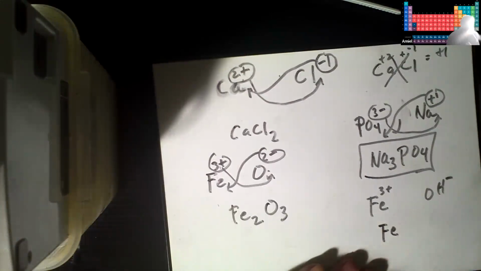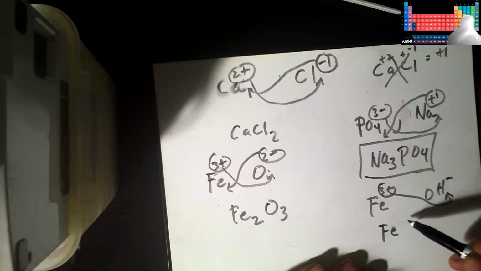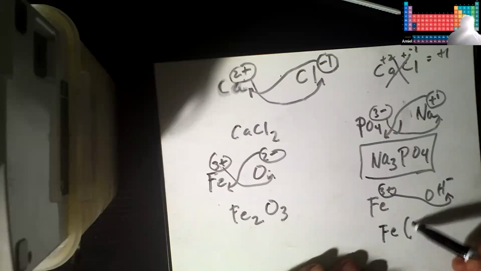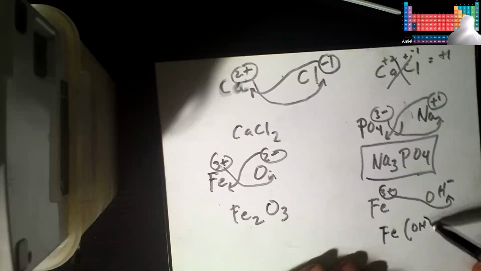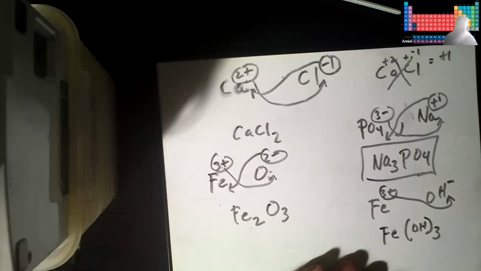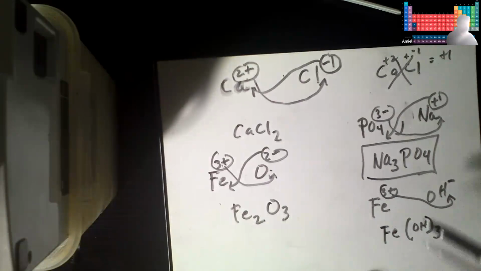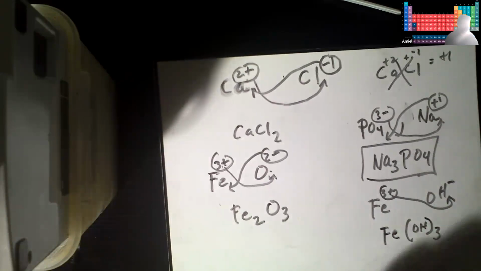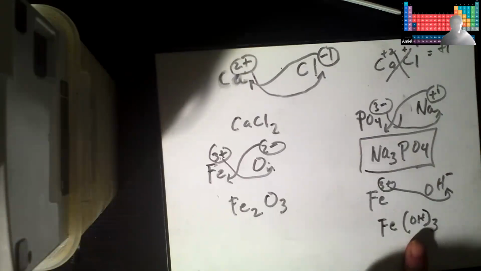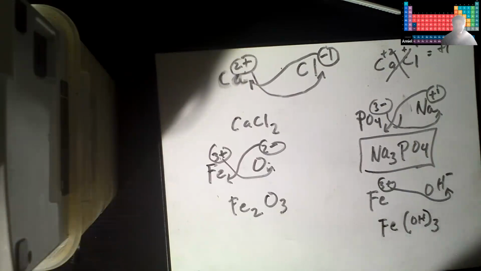Fe, and now we've got 3 hydroxides. So we need parentheses, OH3, like that. Notice you don't write the charges. There's no charges in the neutral compound. You don't have to write that. Note the use of parentheses when you have multiple polyatomic oxyanions. So that's another thing to keep in mind.